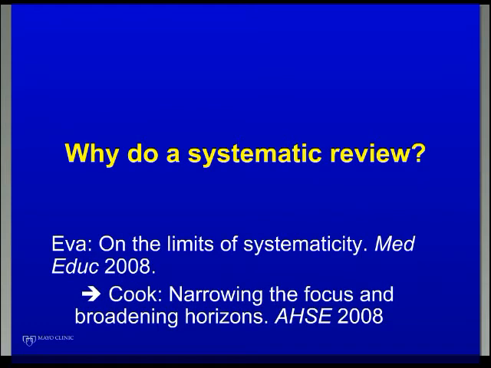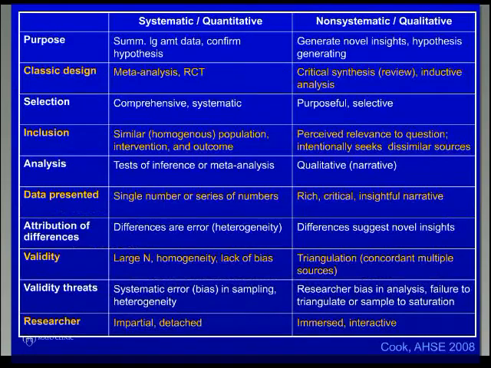And Kevin Eva talked a little bit about this as well when he talked about the limits of systematicity and pointed out some of the shortcomings of systematic reviews. And that prompted me to respond with an article a few months later on narrowing the focus and broadening horizons. Basically, this article touched on the strengths and weaknesses of systematic reviews versus non-systematic reviews. And I want to spend a little bit of time thinking about that. Why would you perhaps not want to do a systematic review?